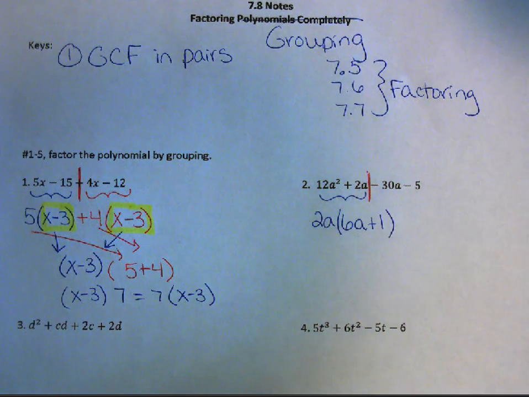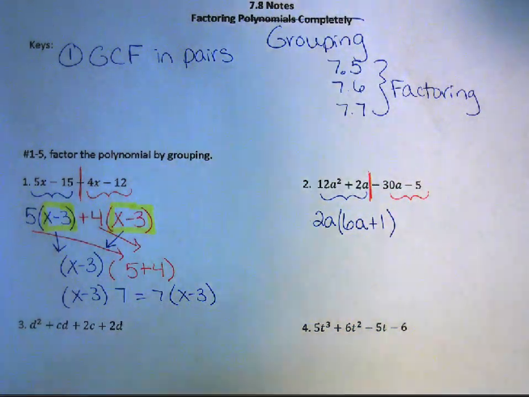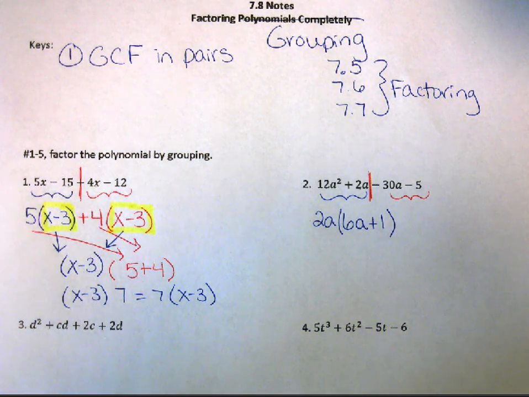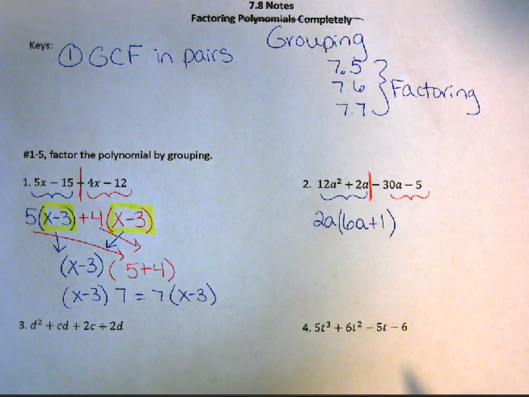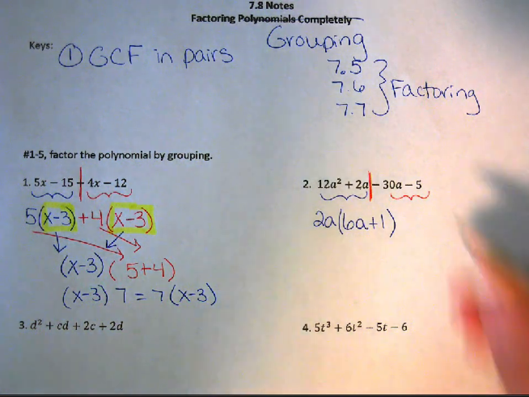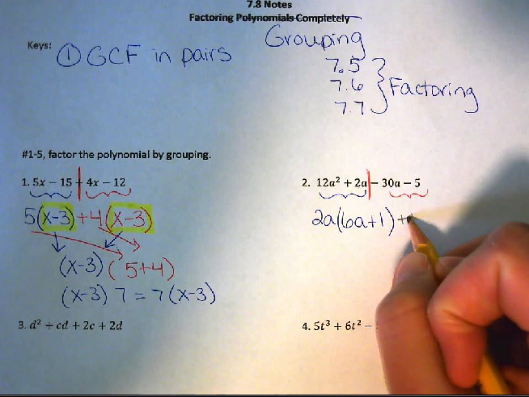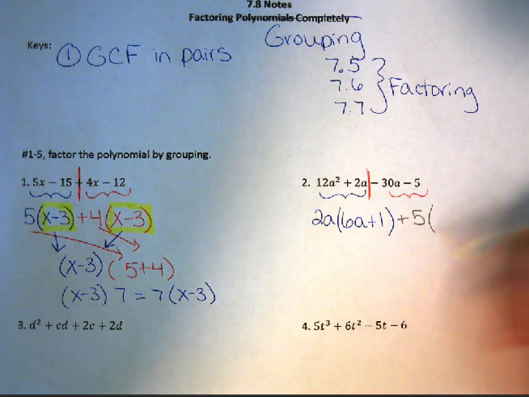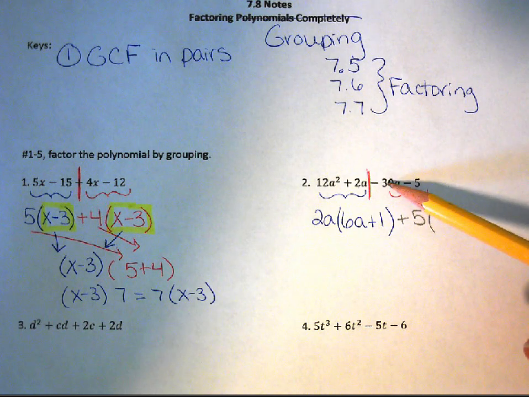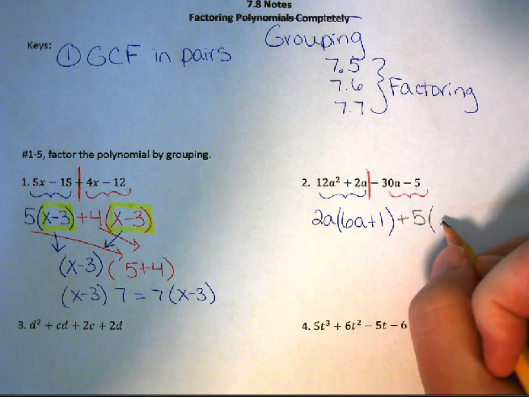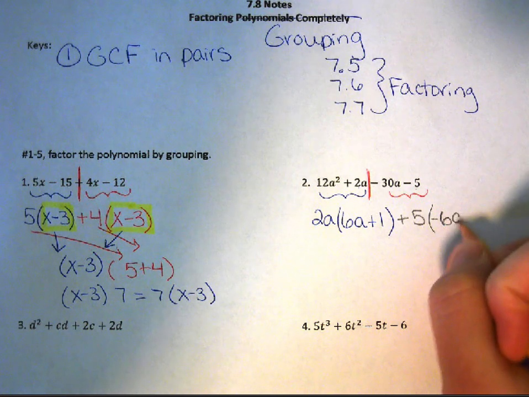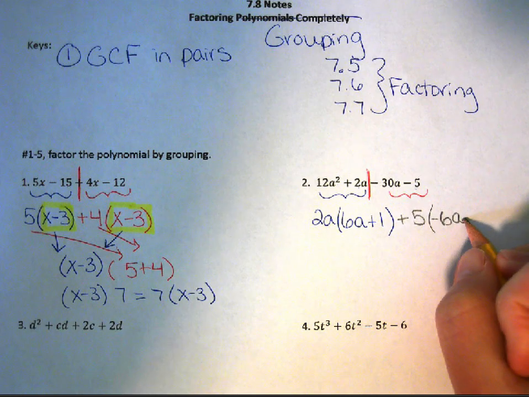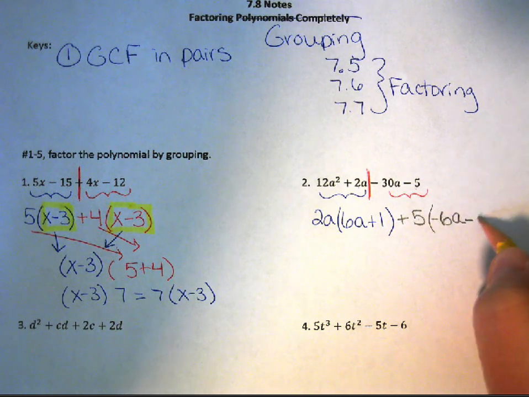Now I'm going to do the same thing with this part. I'm going to pull out the greatest common factor. Most of you probably know the greatest common factor is 5. Let's say I pull this out as a positive 5. They don't have a variable, so it's just going to be a 5. Notice when I divide, negative 30 divided by 5 would be a negative 6a. A negative divided by a positive would be a negative, and then 5 divided by 5 would be 1.